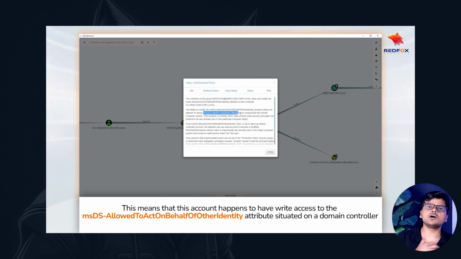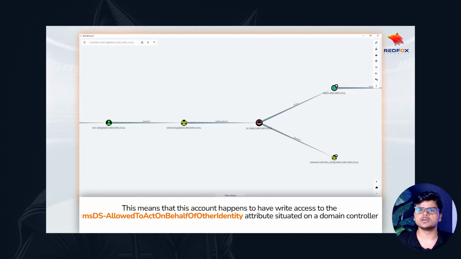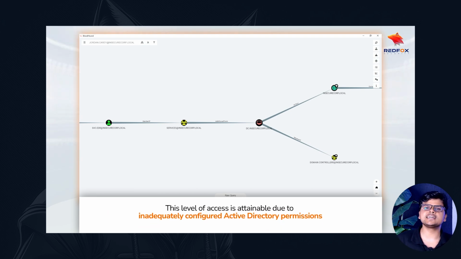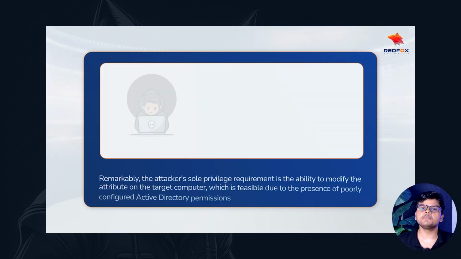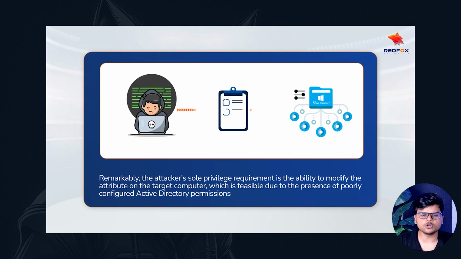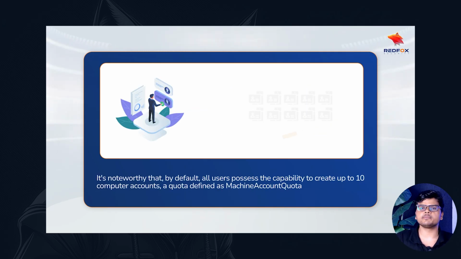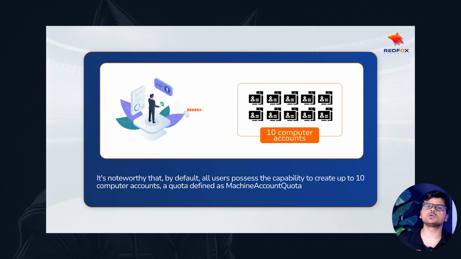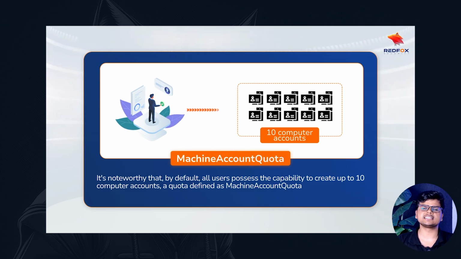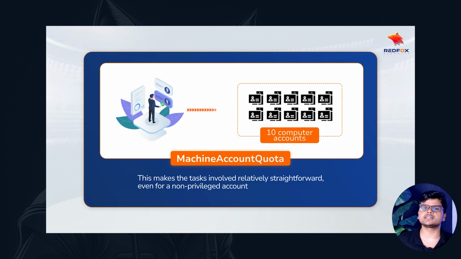This means that this account happens to have write access to the msDS-AllowedToActOnBehalfOfOtherIdentity attribute situated on a domain controller. This level of access is attainable due to inadequately configured Active Directory permissions. Remarkably, the attacker's sole requirement is the ability to modify the attribute on the target computer, which is feasible due to the presence of poorly configured Active Directory permissions. It's noteworthy that by default, all users possess the capability to create up to 10 computer accounts, a quota defined as the machine account quota. This makes the tasks involved relatively straightforward even for a non-privileged account.